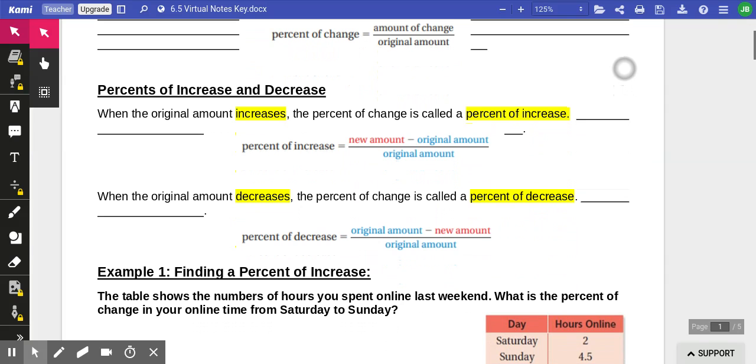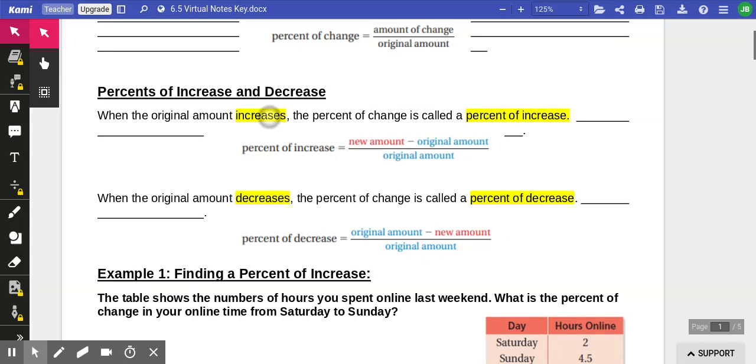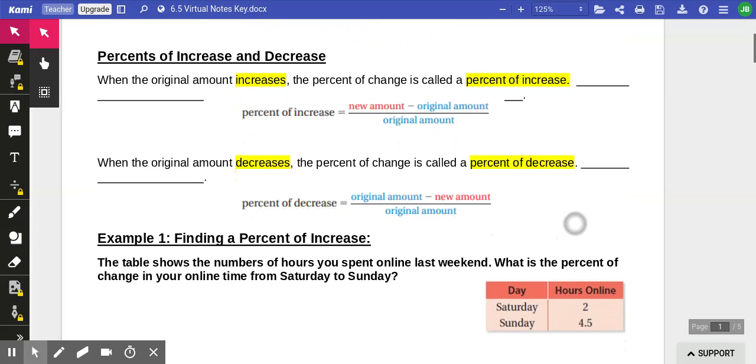So more specifically, when we're looking at a percent of increase, so when the original amount increases, the percent of change is called a percent of increase. So we're going to take the new amount minus the original and then divide by the original. When we are looking for an amount that decreases, the percent of change is going to be the percent of decrease. Percent of decrease is the original amount minus the new amount, and always divide by that original that we started with.